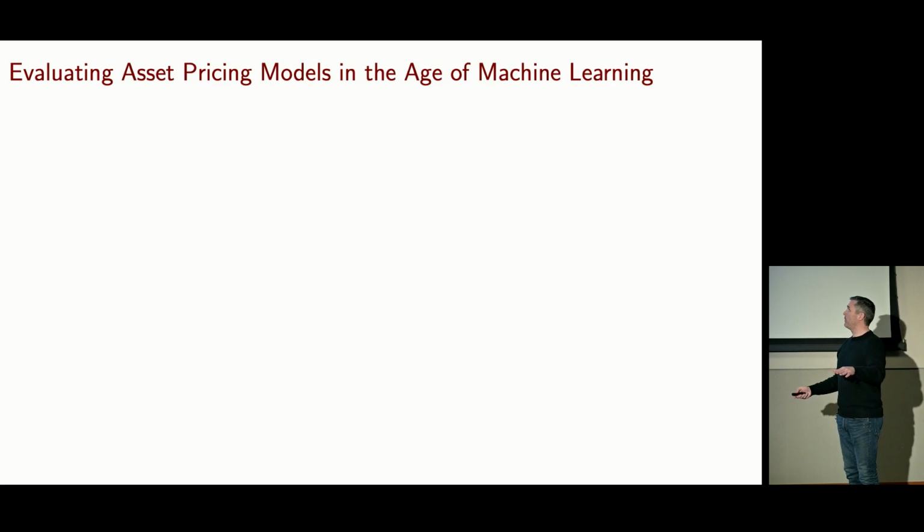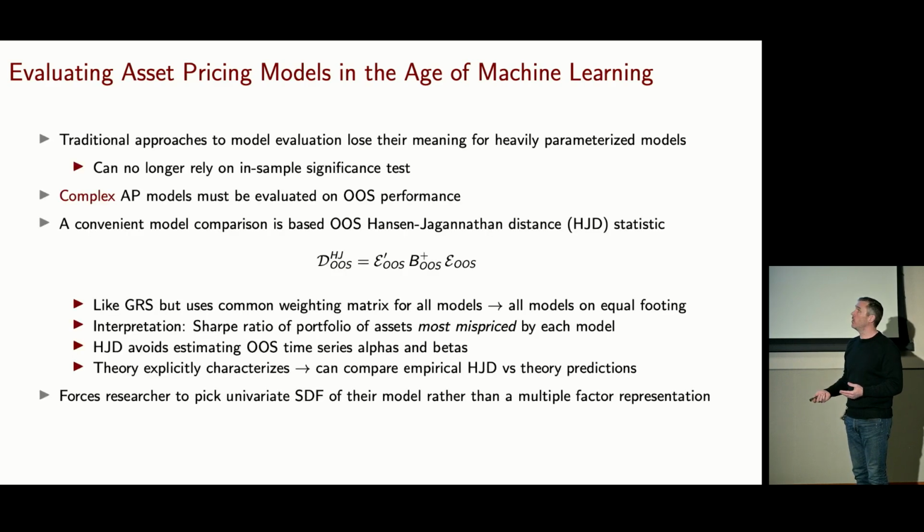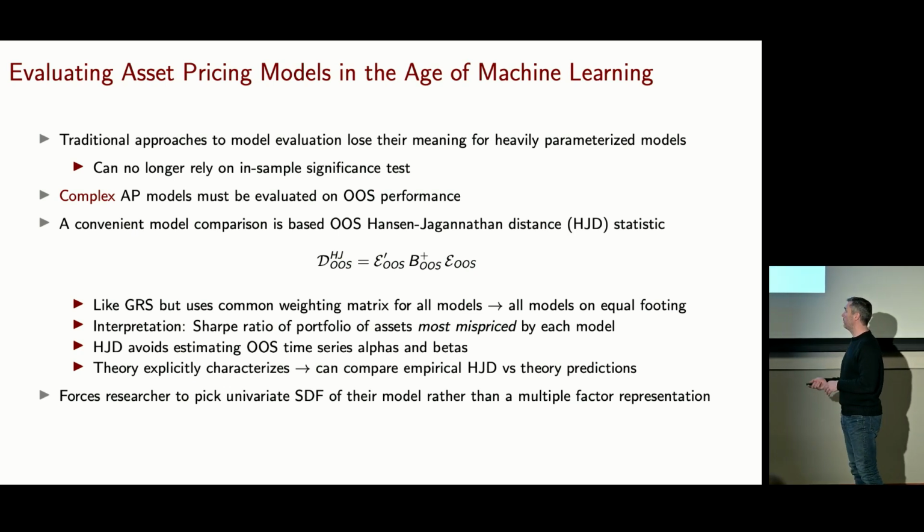I'll wrap up with that. The previous comment has some implications for how we need to evaluate asset pricing models in the age of machine learning. Things like in-sample alpha tests, or any in-sample test for that matter, are going to be out the window. We're going to need to do things like compare models based on out-of-sample performance. That's true even if you want to compare against the theory model.